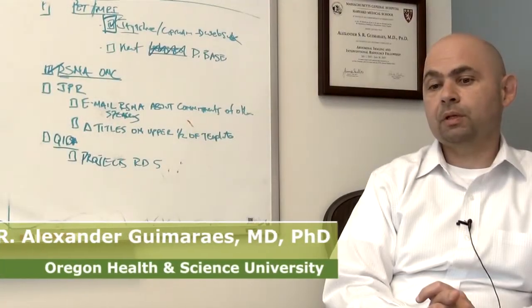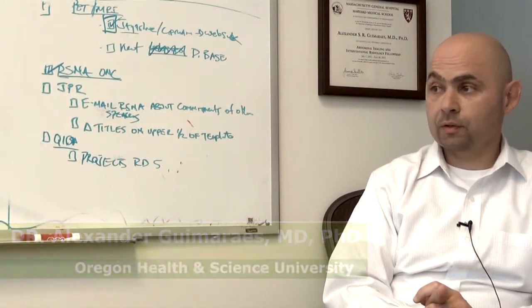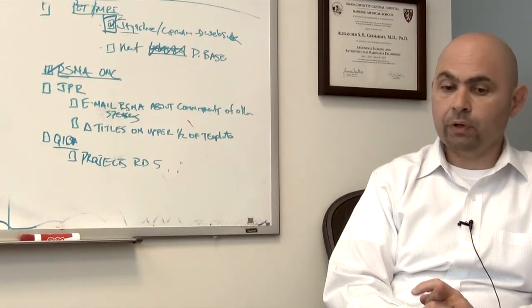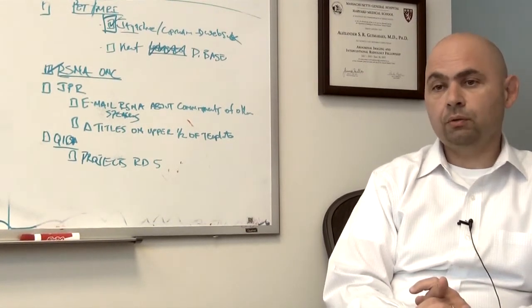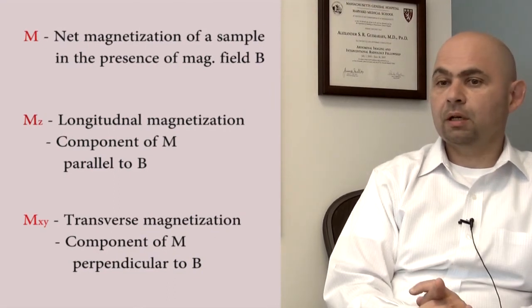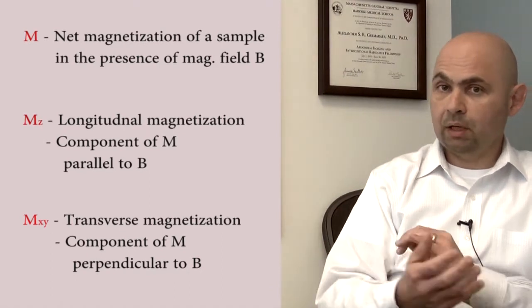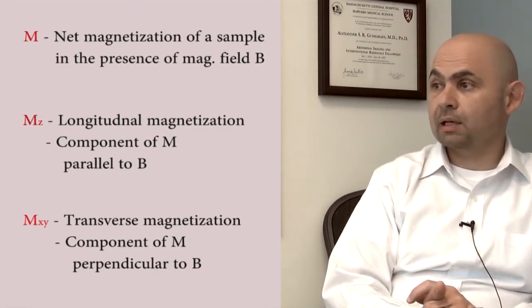The relaxation properties of MR are what give MR its unique soft tissue contrast. Every tissue, or every molecule, has a unique set of spin-lattice, T1, and spin-spin, T2, relaxation.